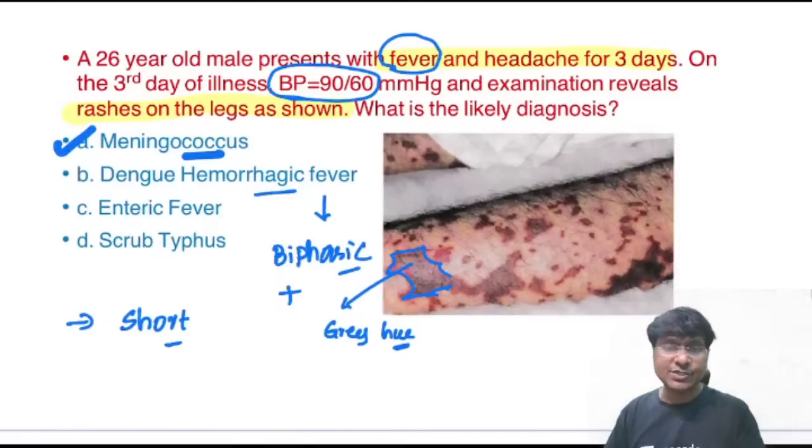All that should be there in case of dengue hemorrhagic fever, which is not given in this question. So your dengue hemorrhagic fever is ruled out. Then what about the other options?